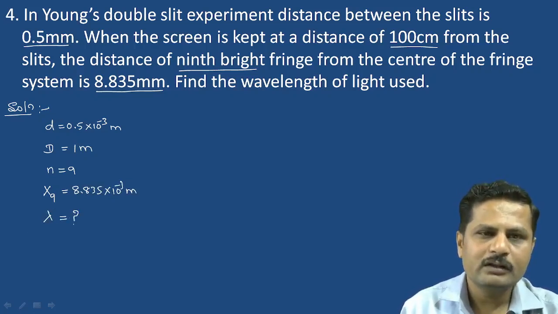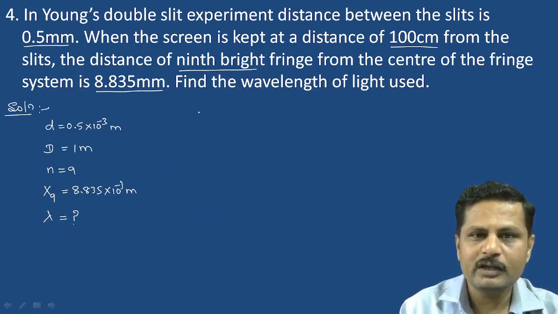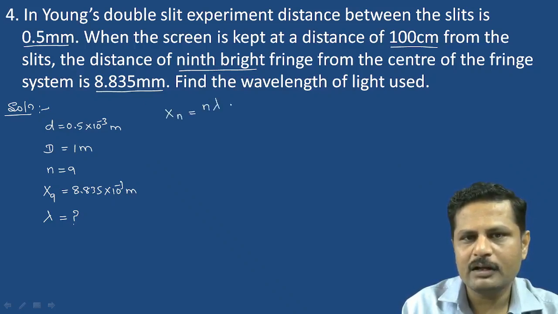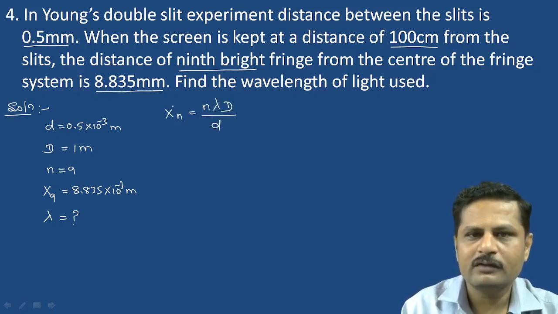As we know, the distance of the nth bright fringe from the central fringe is given by xn is equals to n lambda D divided by d. This is the expression for the distance of the nth bright fringe from the central fringe. Just we have seen that xn is equals to n lambda D divided by d.